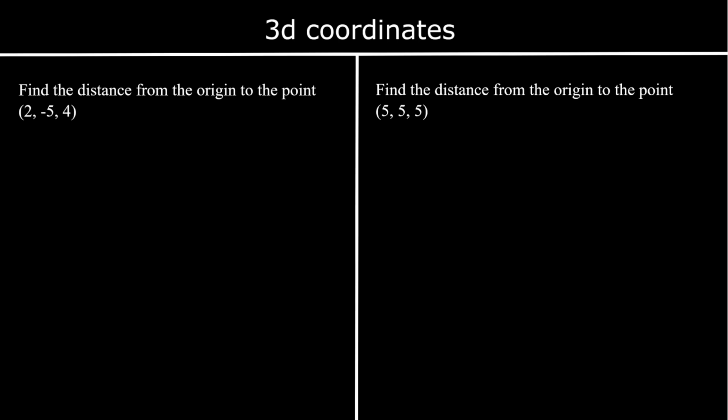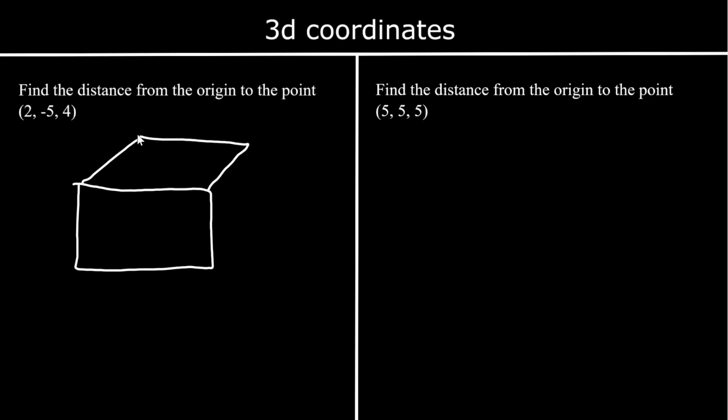We use coordinates in 3 dimensions by introducing a z-axis. So imagine we have a cuboid. So we have 3 dimensions in the cuboid. We've got an x direction, a y direction, and we can go forwards and backwards as well. That's a z direction. So x, y, and z.